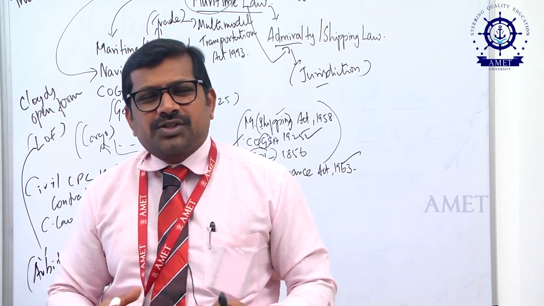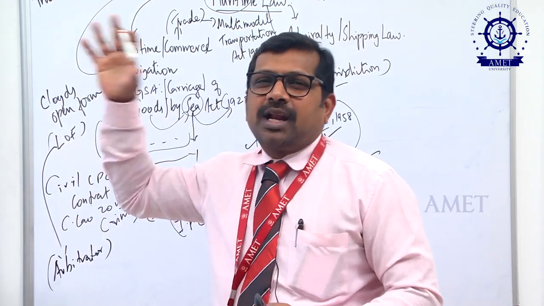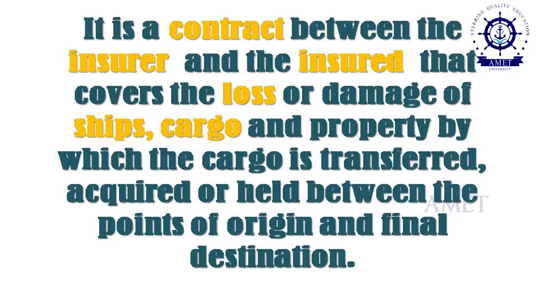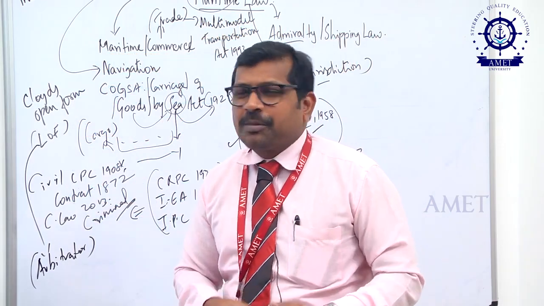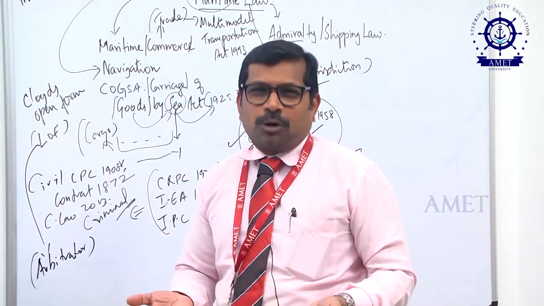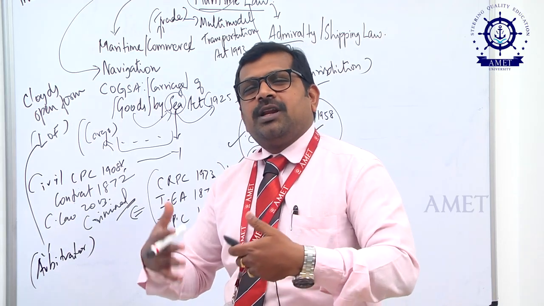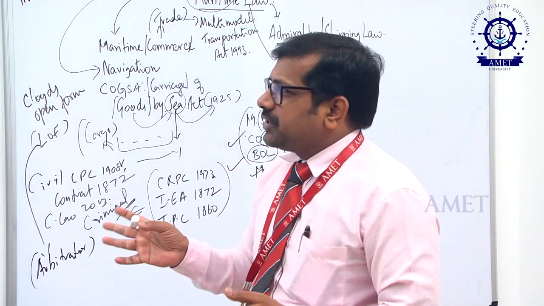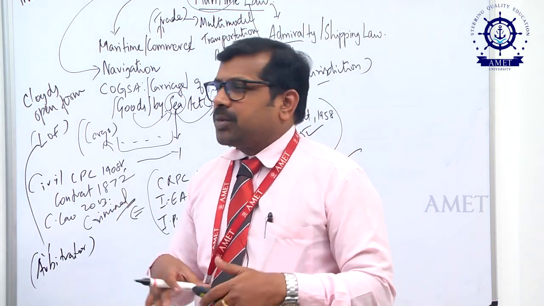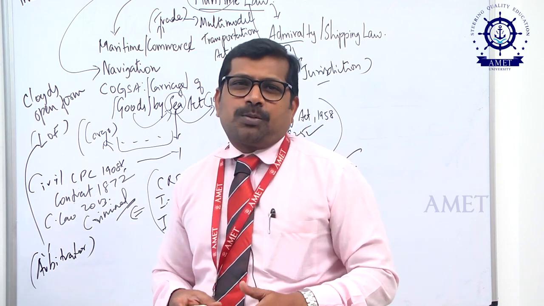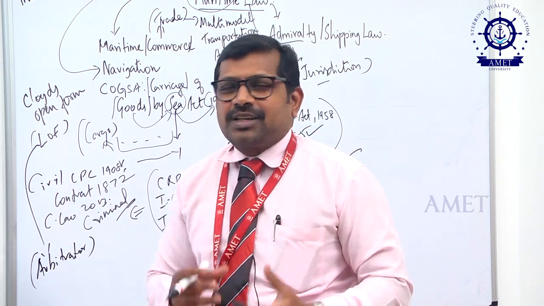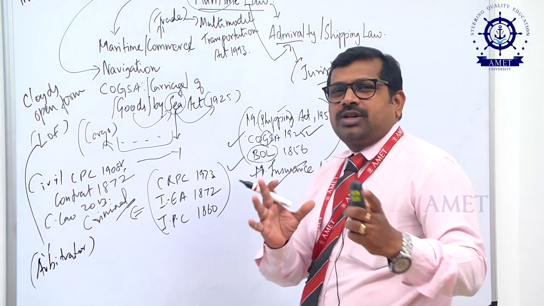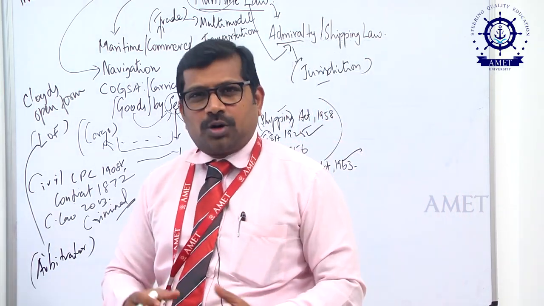These types of insurance have an impact when there are marine losses. Now, it is a contract between whom? A contract between the insurer and the insured to cover the loss or damage of the ship, not only the ship, but also the cargo, including the property involved when goods are transferred from one place to another. For this purpose, which act is most important here? The Marine Insurance Act 1963.